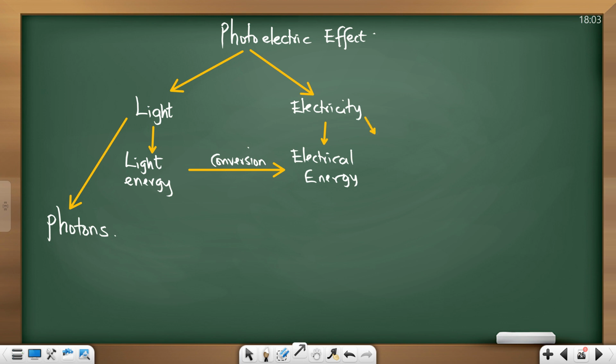And electricity is what? The rate of flow of charges. And when I mean charges, I mean electrons. So basically, we are looking at the relationship between photons and electrons. So if we want to produce electricity, all we are saying is, let's allow electrons to move. Because electricity, we talk about the rate of flow of charges.